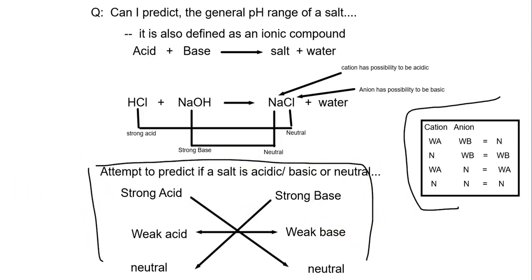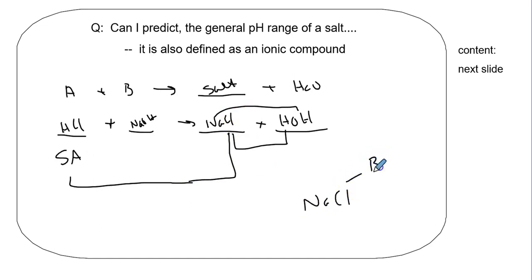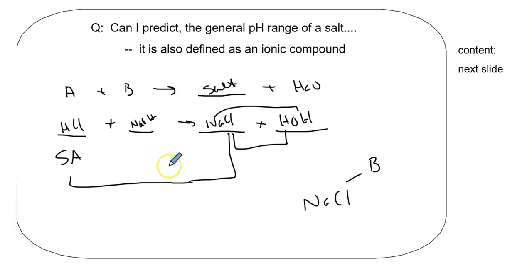You can pause the video and take a look at that. But essentially, this is a strong acid. Therefore, the conjugate of the chloride is right here. So this anion has the ability to be basic. But because it's the conjugate of a strong acid, it is going to be neutral. So it flips over completely to being basic, but essentially very weak or neutral.